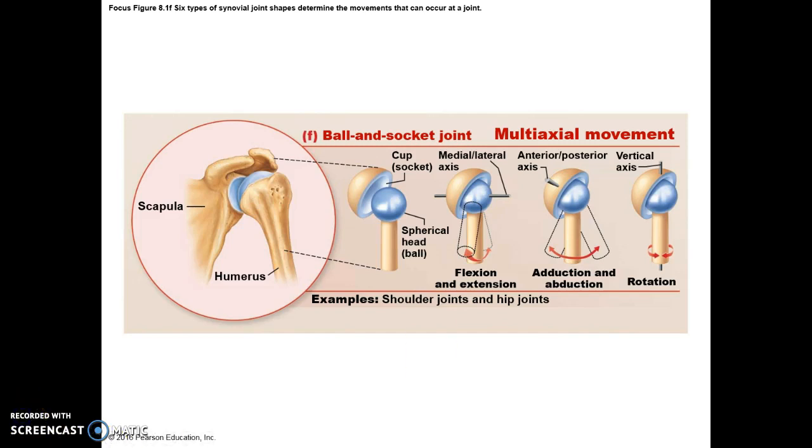So this completes the basic overview of joints. Very basic. I would recommend looking at images of the entire skeleton and pointing out the different types of joints based on the six different types of synovial joints and their movements.